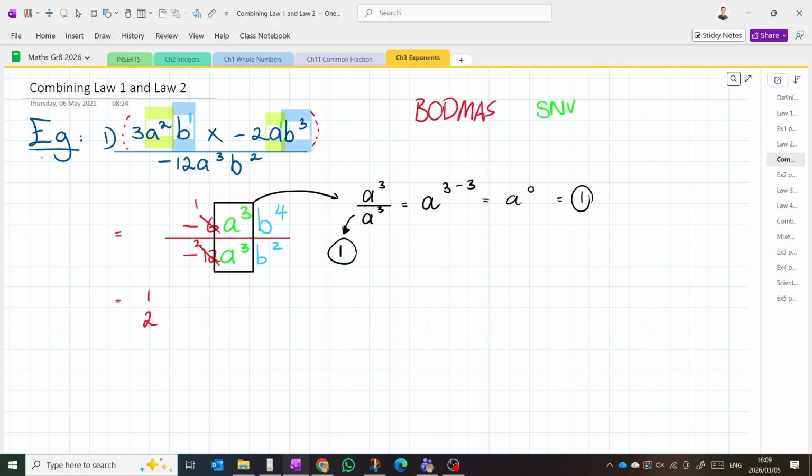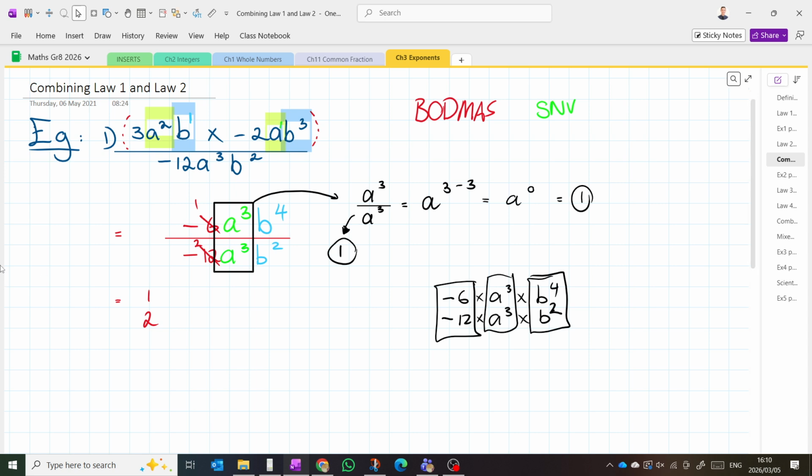And since all of this is being multiplied, remember I can rewrite this as a negative 6 times a cubed times b to the power 4 over, well, this would be over negative 12 times a to the power 3 times b to the power 2. So they are all being multiplied, but we are only going to care about the ones that share the same base or whether they are just numbers.